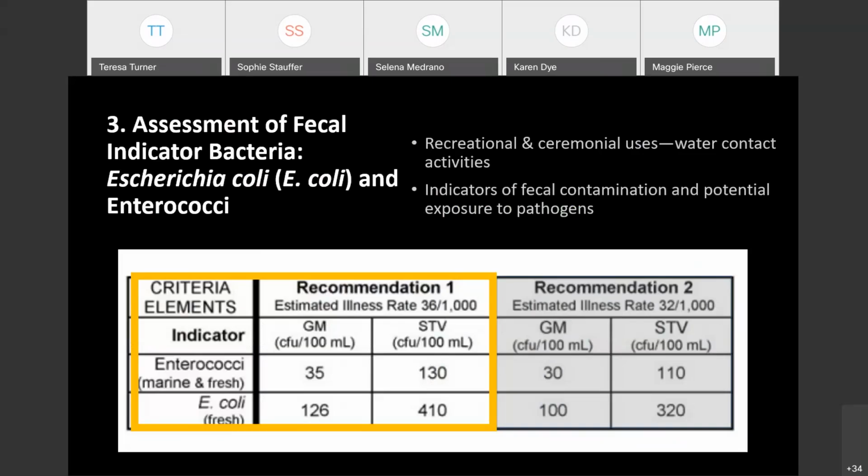The statistical threshold value is intended to be implemented as a 90th percentile and represents this higher concentration, this higher level of what is acceptable to protect human health from fecal contamination. So they work together.